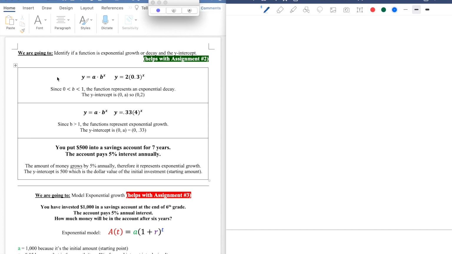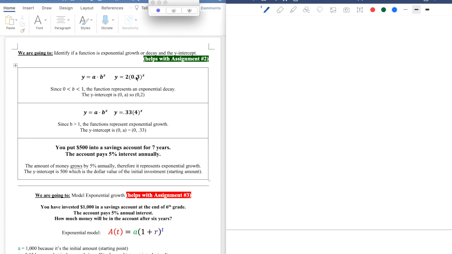So here, remember, we write it as y equals a times b to the power of x. That's the model for exponential function. And the example that we have is y equals 2 times 0.3 to the power of x. You can clearly see which value represents a and which value represents b. Now, all you have to do for assignment number 2 is figure out if this is an exponential growth or decay. You look at the b value to tell you that.